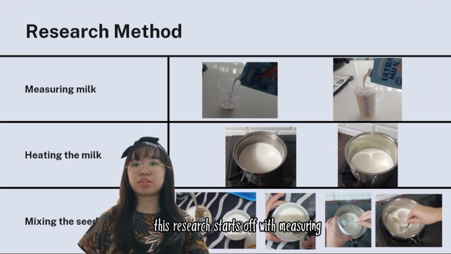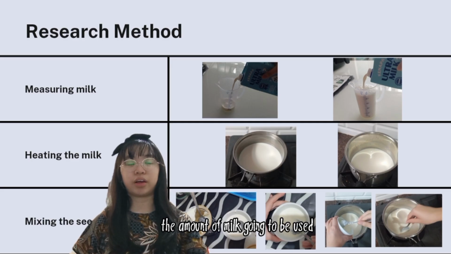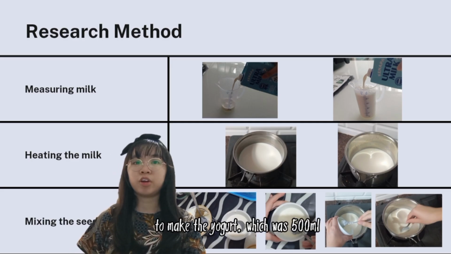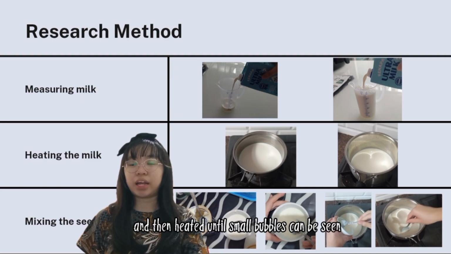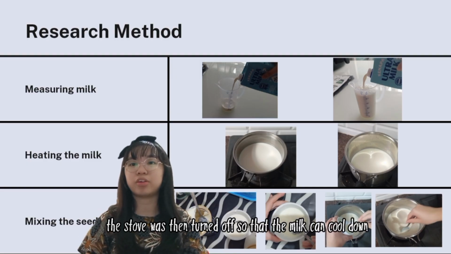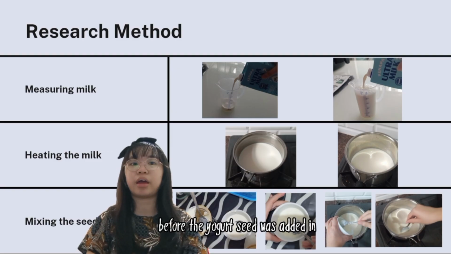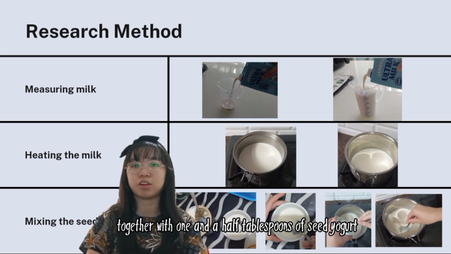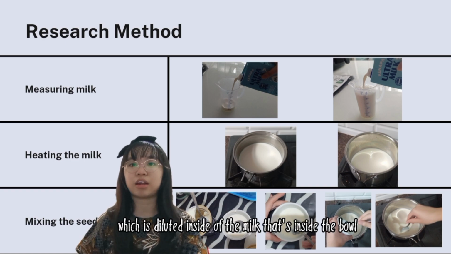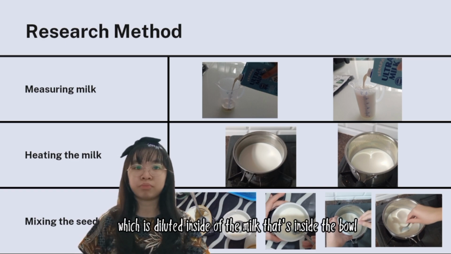This research starts off with measuring the amount of milk going to be used to make the yogurt, which was 500 milliliters. The milk is later poured into a pot and then heated until small bubbles can be seen. The stove was then turned off so that the milk can cool down before the yogurt seed was added in. About 4 tablespoons of heated milk was added together with 1.5 tablespoons of seed yogurt, which is diluted inside of the milk that's inside the bowl.